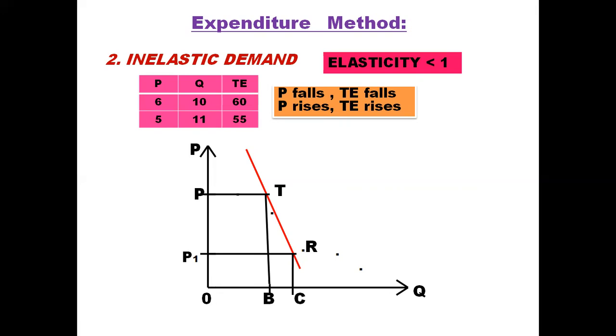And when the price rises, suppose from OP1 to OP. So when the price is OP1, the total expenditure is OCRP1, smaller total expenditure. And when the price rises to OP, the new total expenditure is OBTP. So this rectangle is bigger. The total expenditure has risen when the price has increased from OP1 to OP, right? So elasticity is less than 1. Here the price and total expenditure, they move in the same direction.